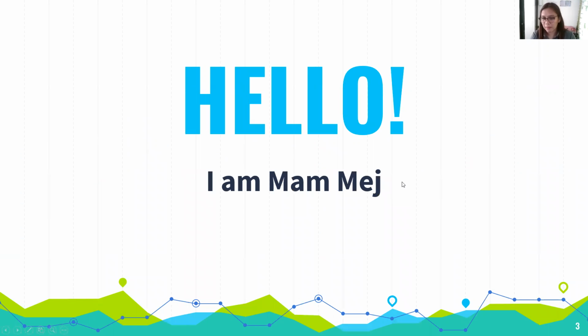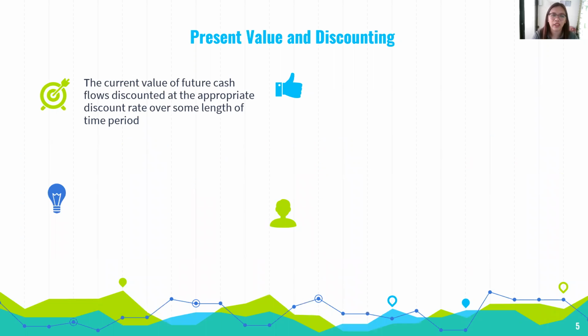So this time again, I am your instructor. I am Medj. Okay, so let's discuss. When we say present value, it is the current value of future cash flows discounted at the appropriate discount rate over some length of time period. For instance, ganito siya. Discounting in a way, yung kanina compounding kasi it compounded annually, so lumulobo siya. Compounded, lumalaki. When we say present value and discounting, kaya naman siya tinatawag nating discounting. Kaya nga other term for time value of money analysis, the discounted cash flow analysis.